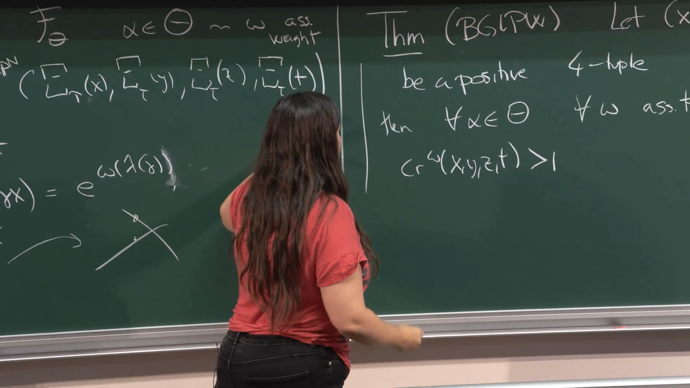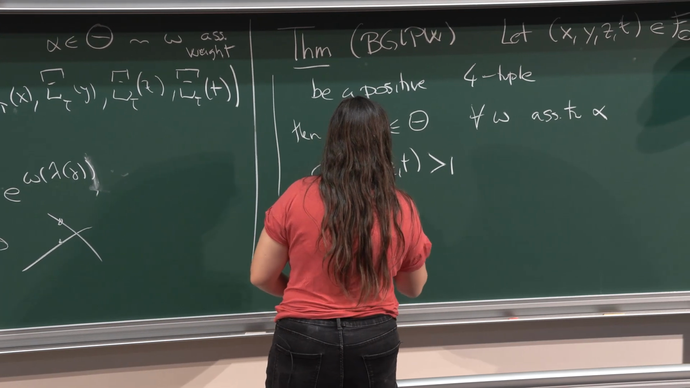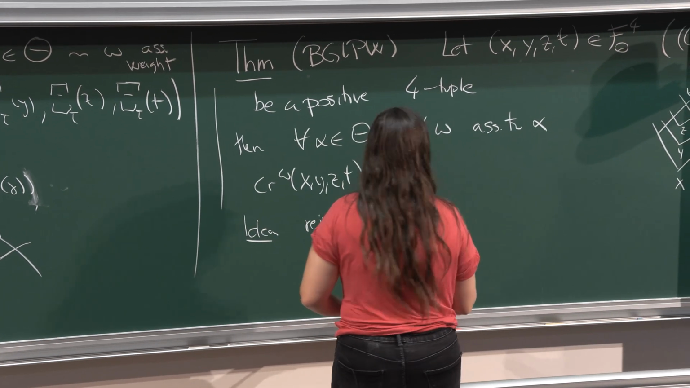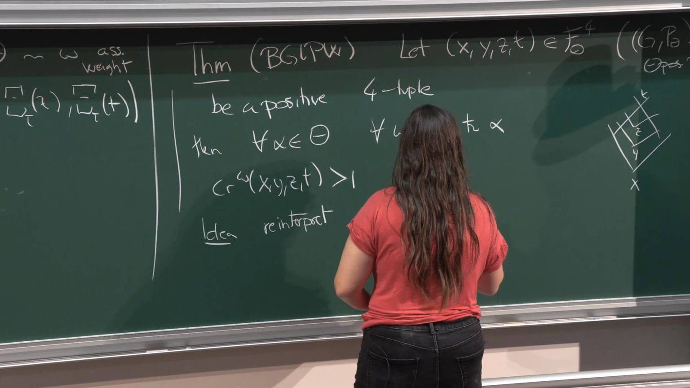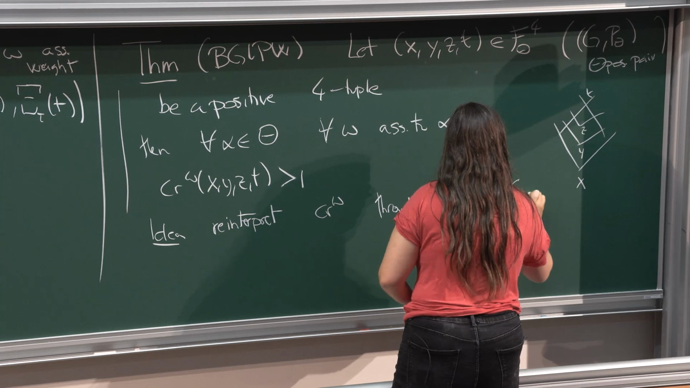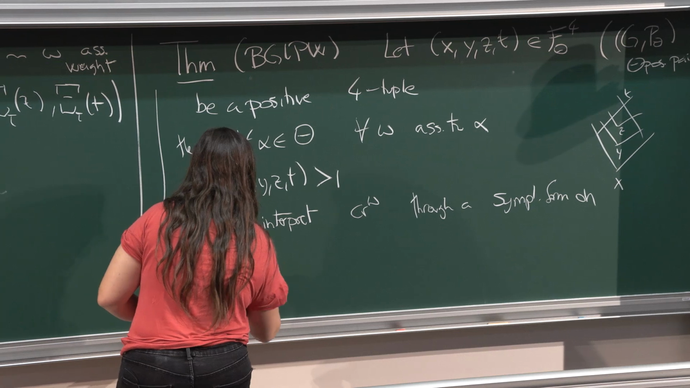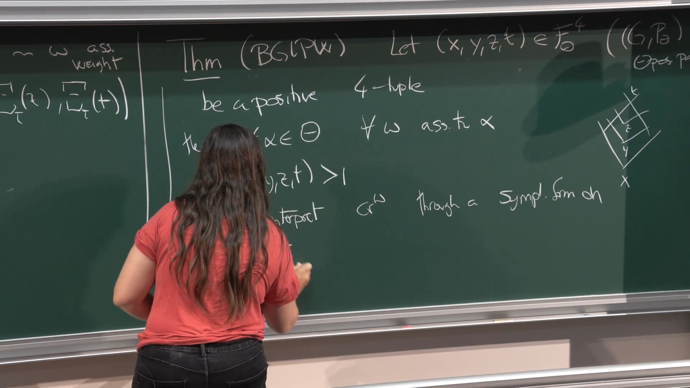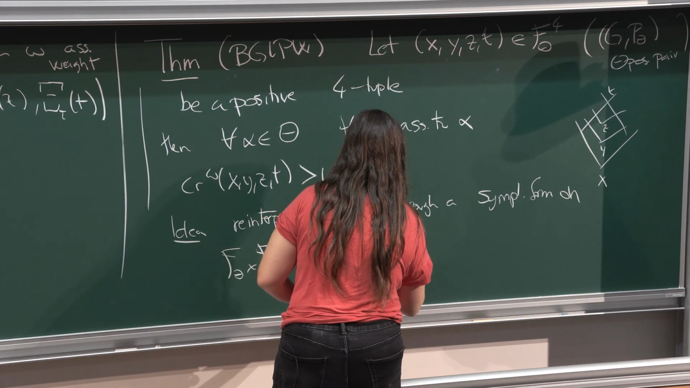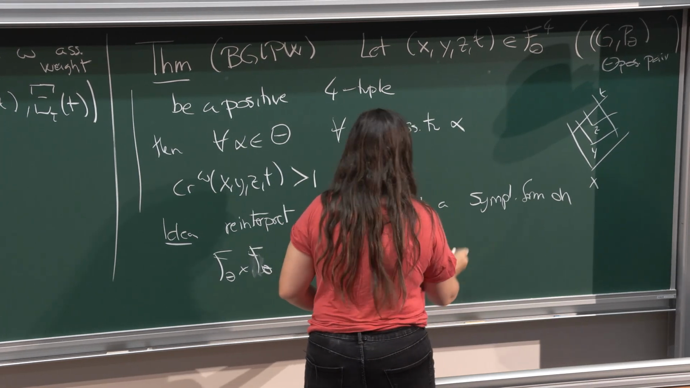And the idea here is that we reinterpret this cross ratio through a symplectic form on F_theta cross F_theta that we can relate to positivity.